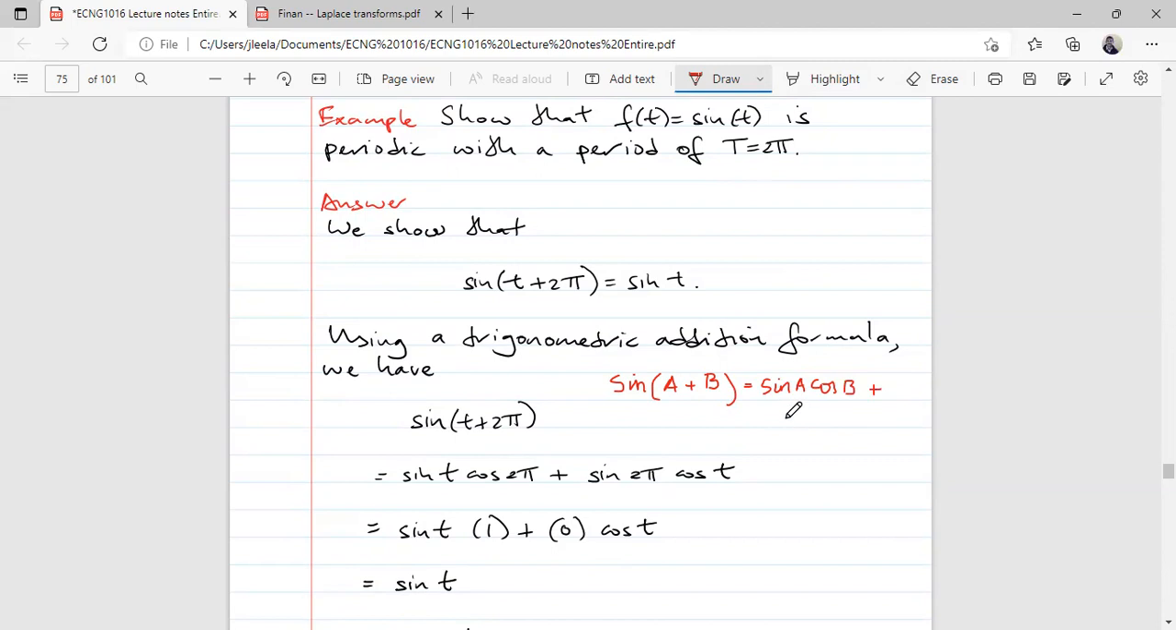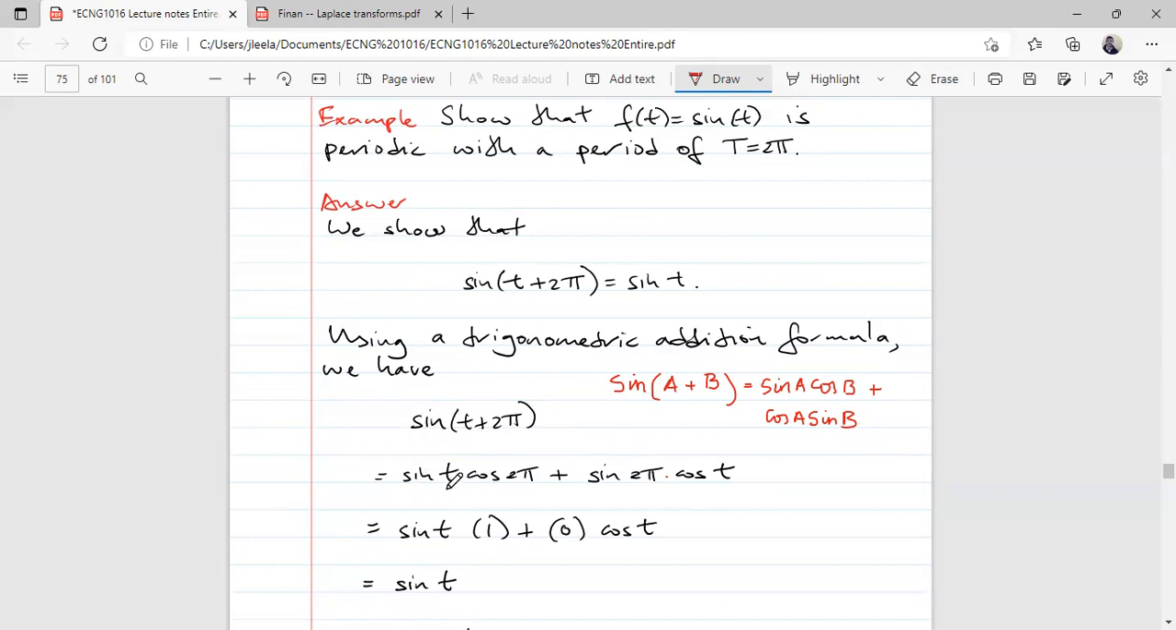And then you add in cos A sine B. So all we do is substitute t for A and 2 pi for B. So you will get sine t multiplied by cos 2 pi, plus cos t by sine B, and sine B is sine 2 pi. So it's just written in reverse.